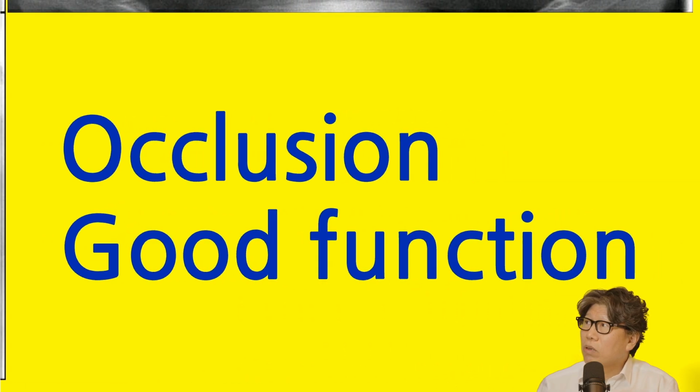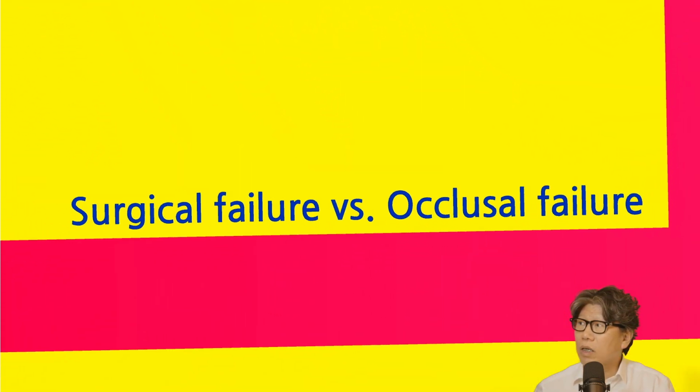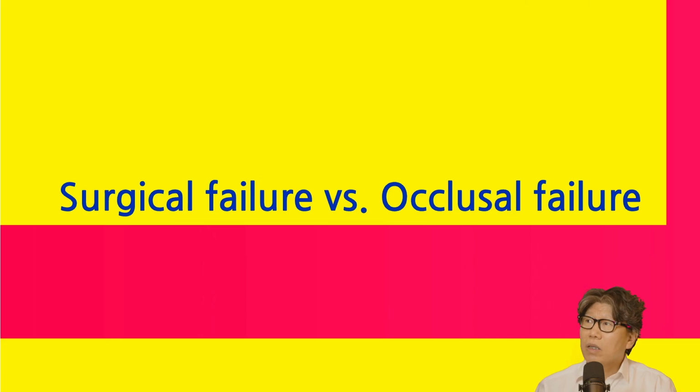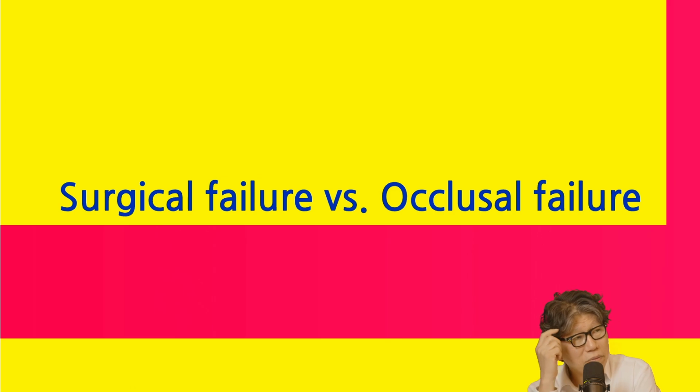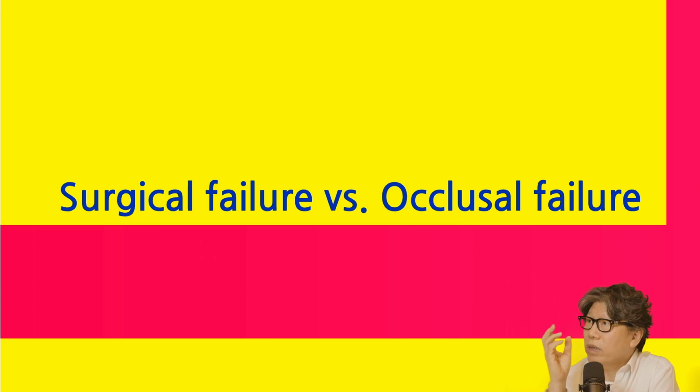You're going to fail, and in the process of failing, you're going to have to think about how you're going to deal with occlusion and stuff like that. So you have to distinguish between surgical failure and occlusal failure. What is this? You've got a prosthesis in. It's been over a month, right? Think about it. That's not a surgical failure. It's all occlusal failure.